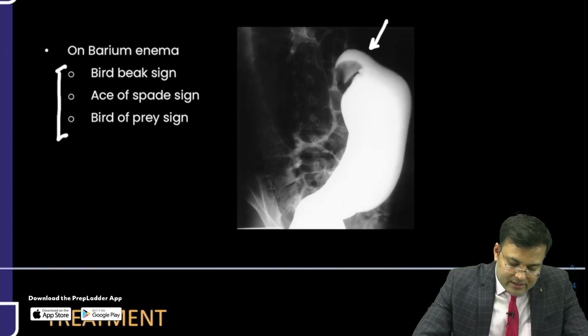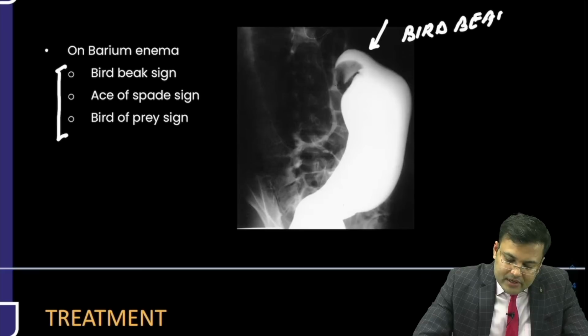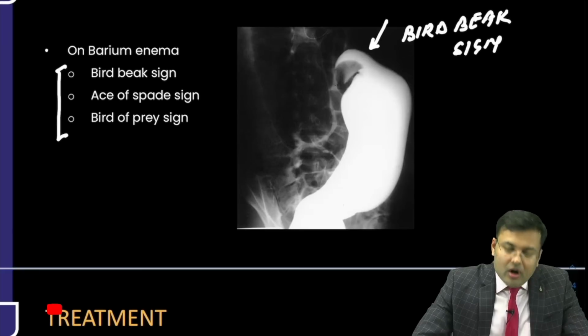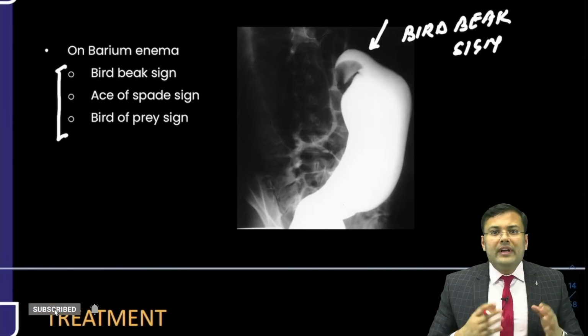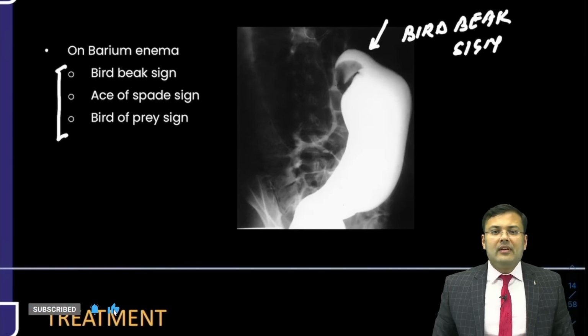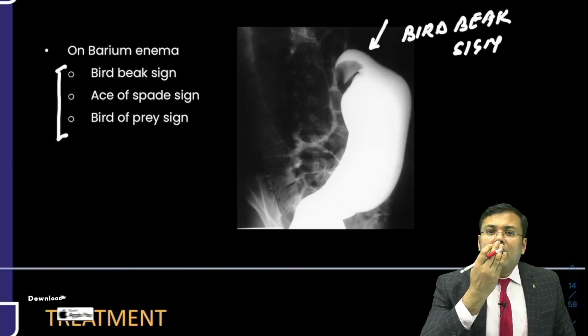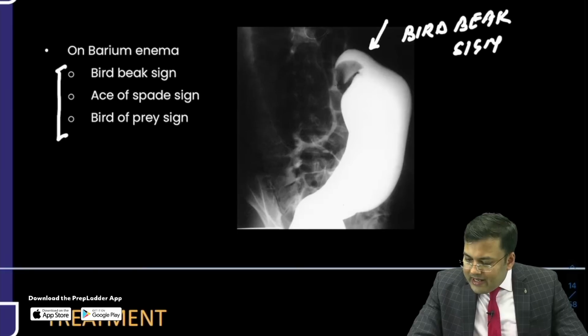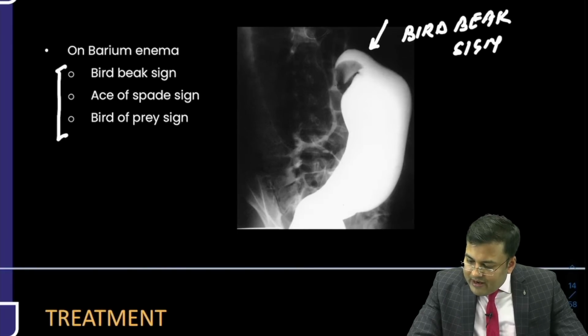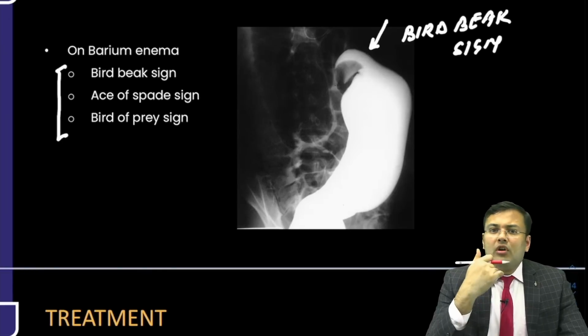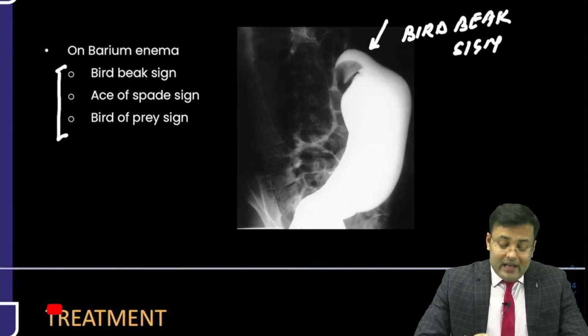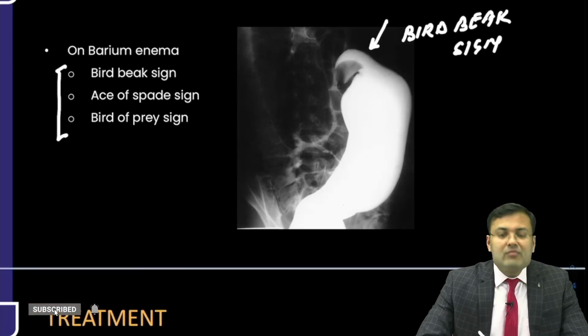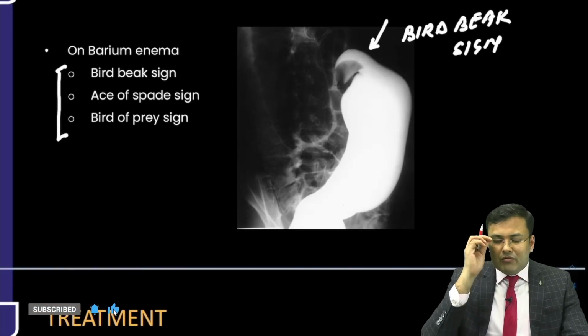Now here you can see this is what? Bird beak sign. Now listen to the question carefully. Bird beak sign on barium swallow is seen in which condition? Achalasia cardia, very good. Everybody is correct. If it is barium swallow, the answer is achalasia cardia, and if it is barium enema, the answer is sigmoid volvulus. How do you treat sigmoid volvulus?